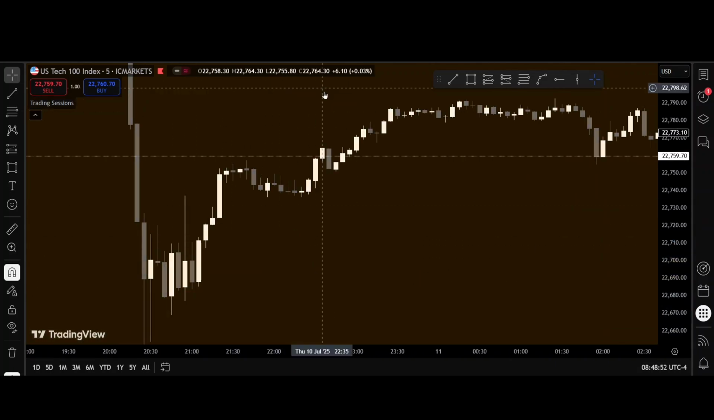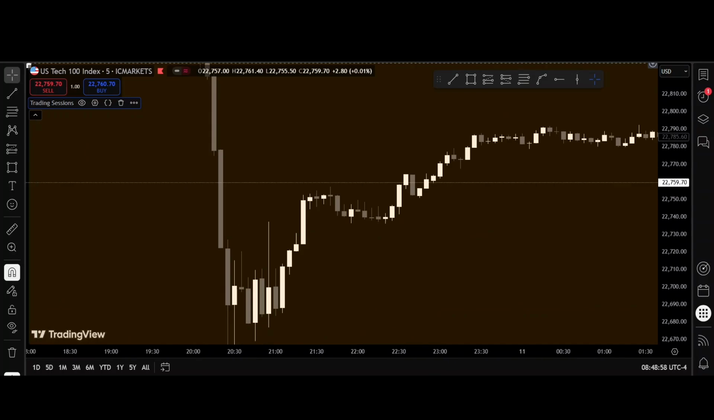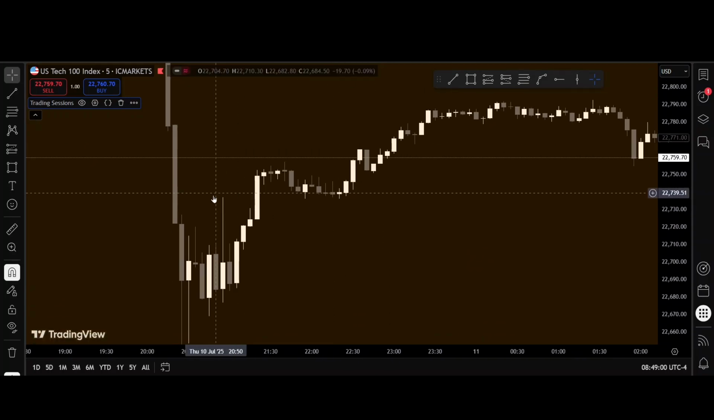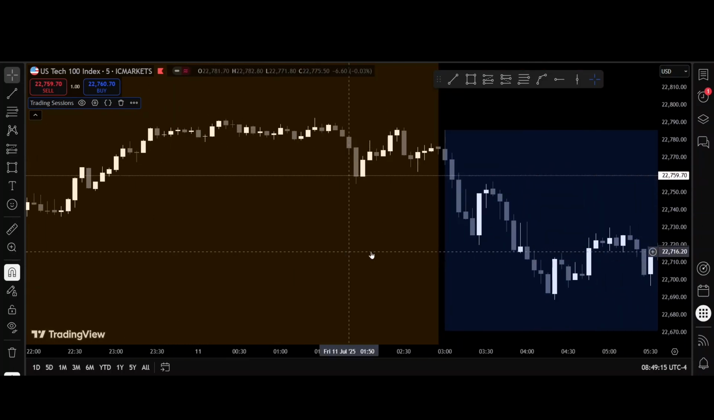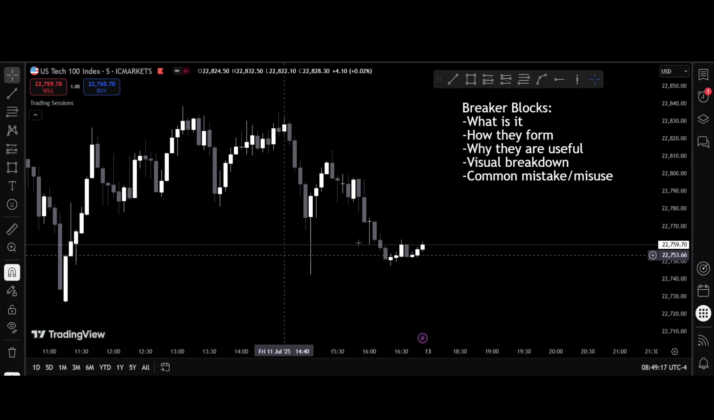So you gotta make sure that you get a break of structure to the opposite side of the trend, which was down, and then the retracement of the previous trend. Since the previous trend was down, your retracement is up. So the retracement of the previous trend, which was up, is your breaker block. Got it? If you don't, just practice, bro.